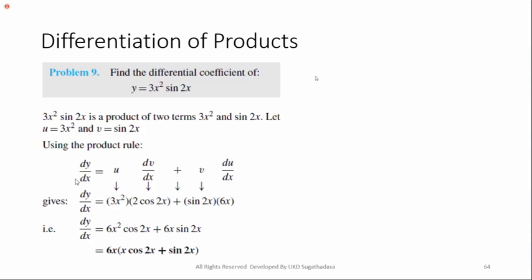After that, remember when you do exercises yourself, on a blank sheet, you have to follow this particular method. Write the formula first. This will help you to avoid making mistakes. So dy by dx equals, this is the formula, u dv by dx plus v du by dx.